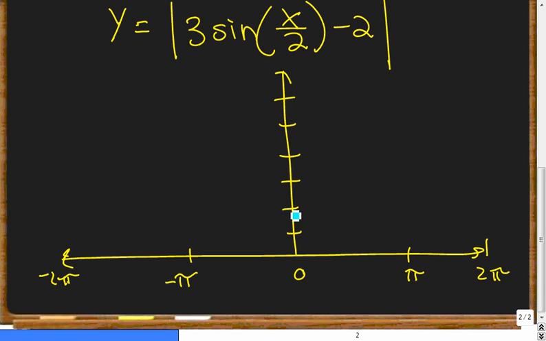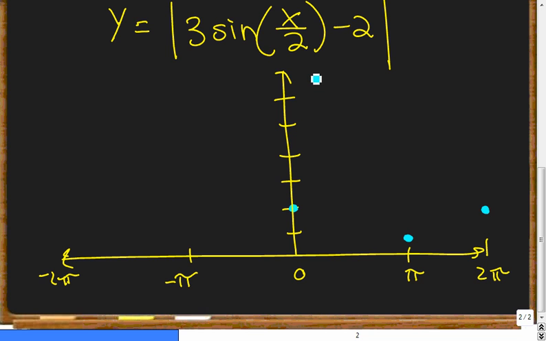So if I plugged in 0, the sine of 0 we already determined was 0. 0 minus 2 makes -2, and the absolute value of that would make 2. Now, if we plug in pi, the sine of pi over 2 is 1. Well, 1 times 3 is 3, minus 2 is 1. So we come back and get this value. The sine of 2 pi divided by 2 would be the sine of pi, which is 0. 0 minus 2, so we go back up to 2 again.